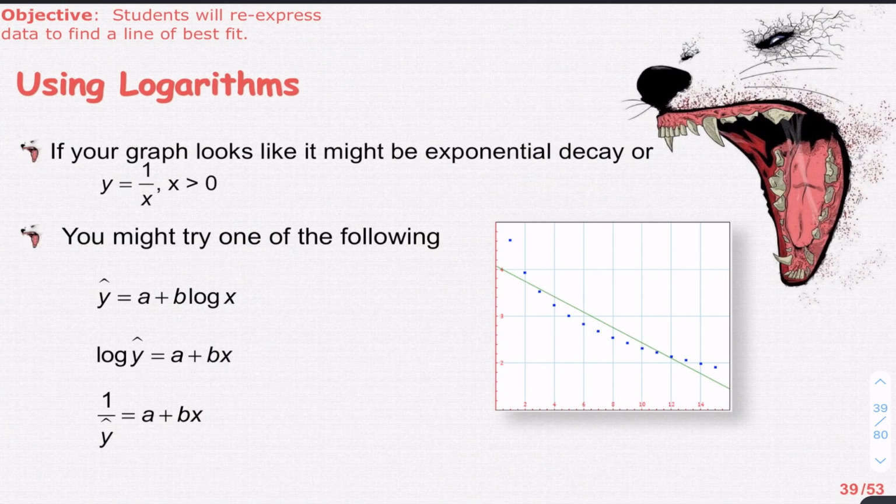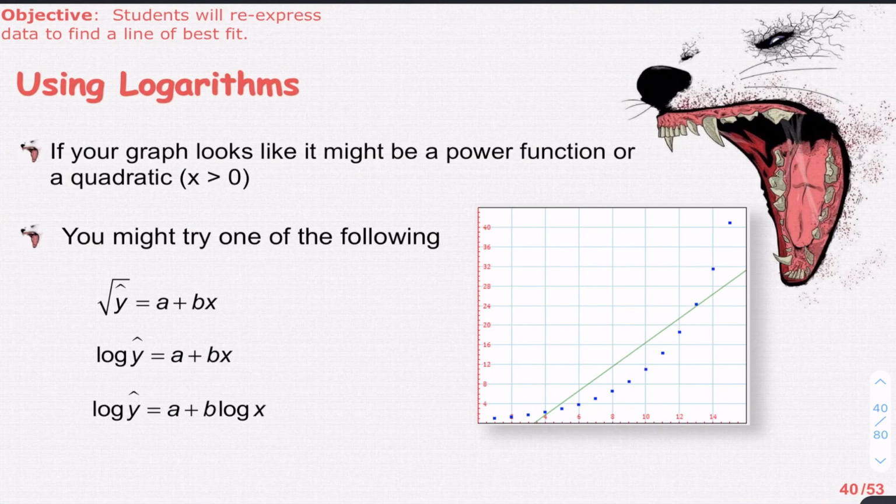What happens if our curve goes downward, or concave down? Maybe it looks like our graph of 1 over x that we should remember. So what we could try is, again, we could say y hat equals a plus b log x, or we could take the log of the other side, log y hat is equal to a plus bx, or we could do the reciprocal function, which is the same thing as y to the negative first power, or 1 over y hat is equal to a plus bx. These are the options that we have to play around with.